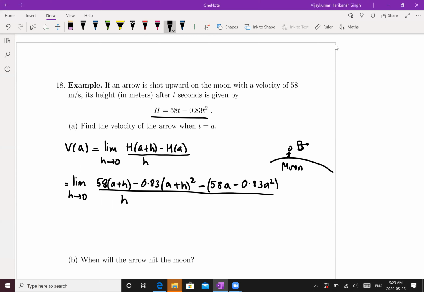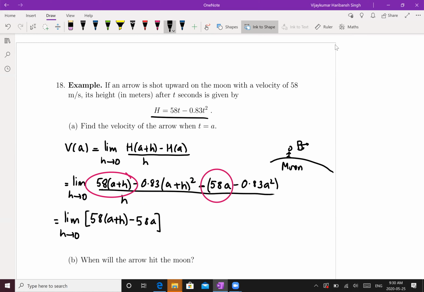Let's group these two things together. So we'll group this guy and this guy together. So you get the limit as h goes to 0 of 58 times a plus h minus 58a. So I've grouped them together. And I'm going to group this together: minus 0.83 times a plus h squared minus a squared, the whole divided by h.